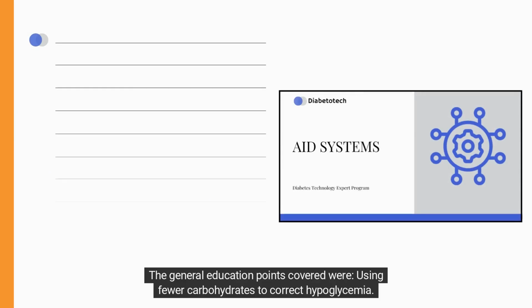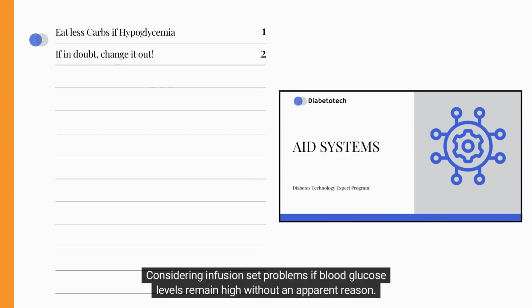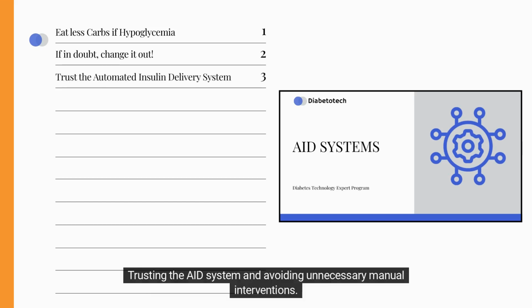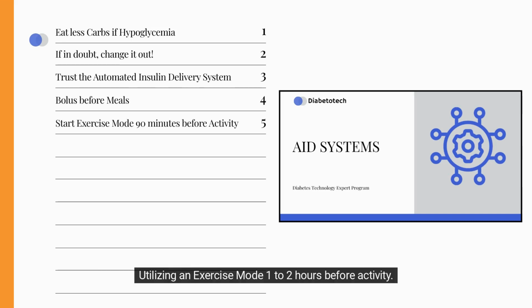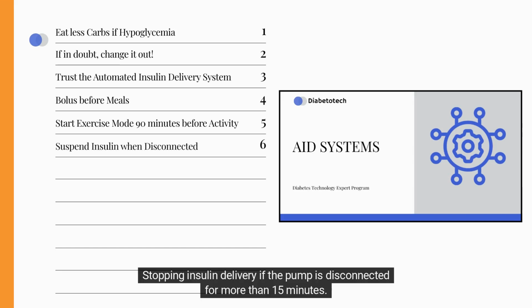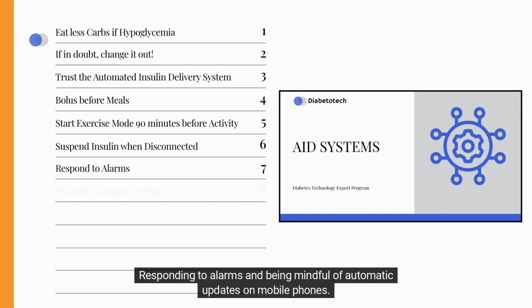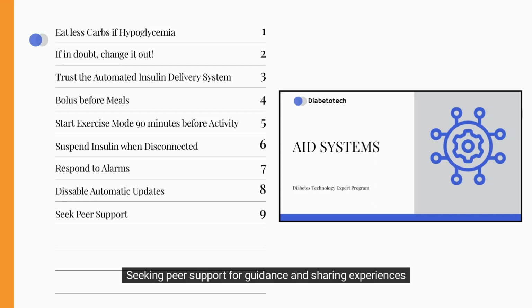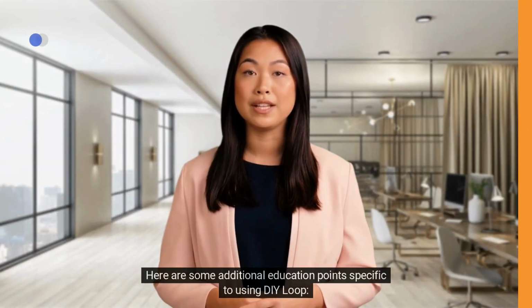The general education points covered were: using fewer carbohydrates to correct hypoglycemia, considering infusion set problems if blood glucose levels remain high without an apparent reason, trusting the AID system and avoiding unnecessary manual interventions, timing meal boluses before meals, utilizing an exercise mode 1 to 2 hours before activity, stopping insulin delivery if the pump is disconnected for more than 15 minutes, responding to alarms and being mindful of automatic updates on mobile phones, seeking peer support for guidance and sharing experiences. Here are some additional education points specific to using DIY Loop.